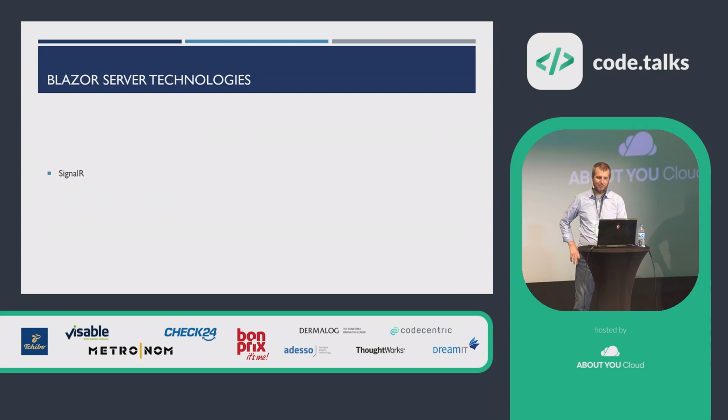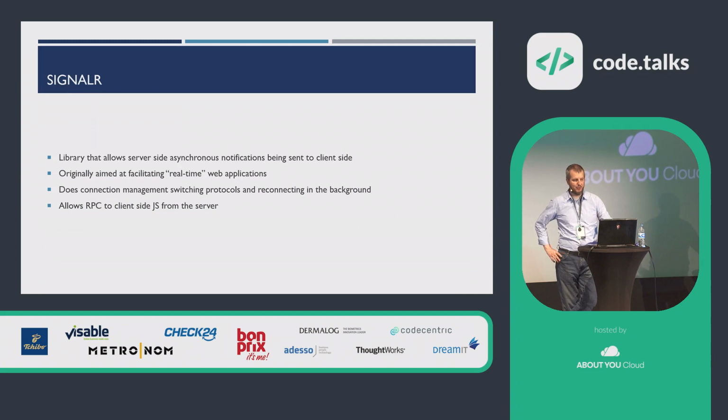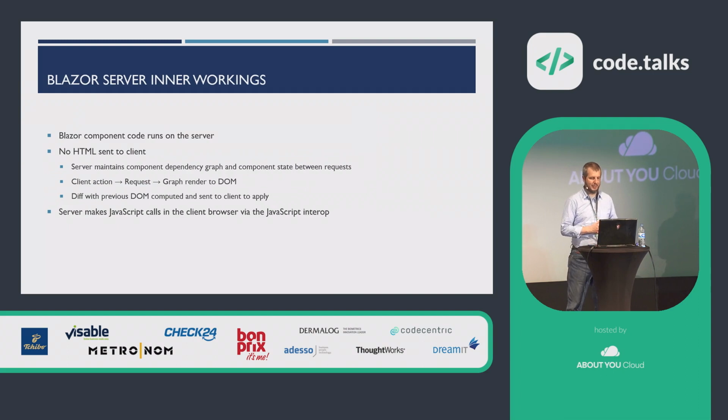Blazor Server is now relying on a technology called SignalR. What SignalR does for you is it's a library that allows asynchronous notifications being sent to the client side from the server side. It was originally developed for implementing real-time web applications. It does a bunch of stuff for you in the background, like its own connection management. But the really cool thing about it is it allows remote procedure calls to the client side from the server. It's like remote procedure calls in JavaScript. And Blazor Server really heavily relies on that.